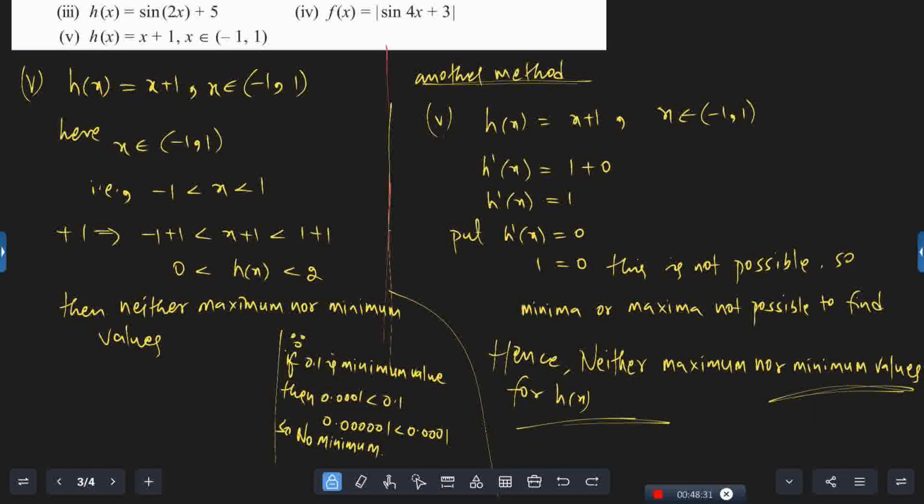Okay, this is another method. If the x value is not possible to find, there is no maxima and no minima, so how can you find the maximum value or minimum value? Like that also you can stop the answer. Have you understood this? Is this okay? What do you feel? Okay? Right. Next.